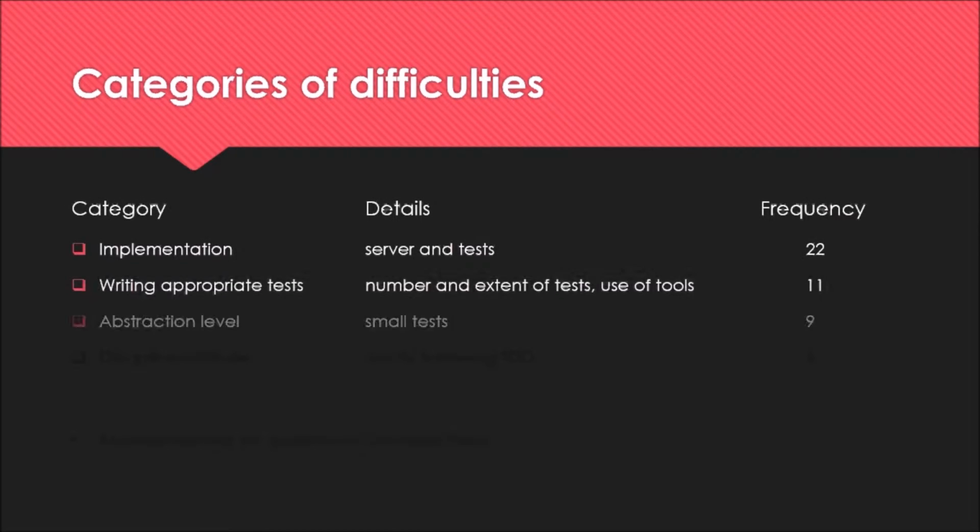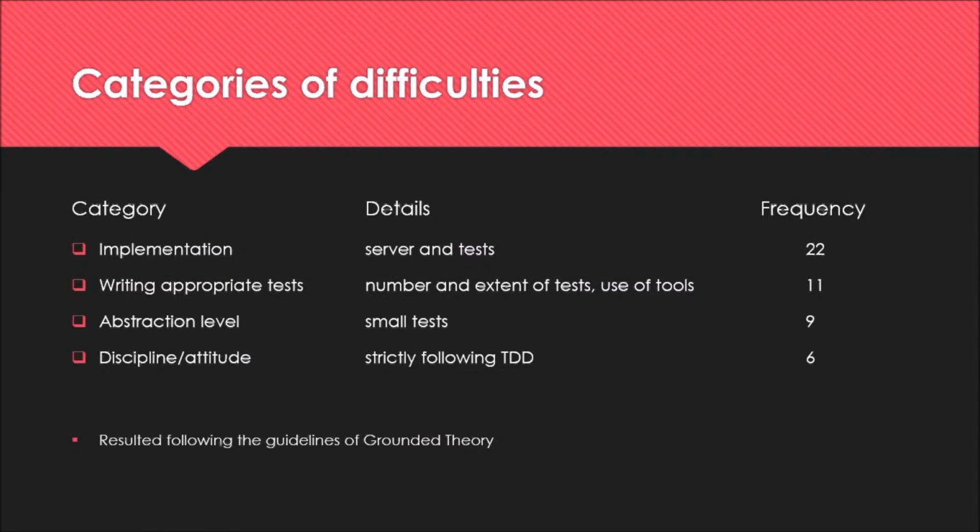The authors concluded with 4 categories of difficulties for this assignment. Implementation of both the server and the tests was found in 22 answers. Writing appropriate tests reveals the uncertainty about the extent and number of tests, as well as the difficulty in using the tools. Abstraction level shows the difficulty of testing the server in small tests, and finally, discipline attitude tells us about the students' difficulty in strictly following the new test-first approach.